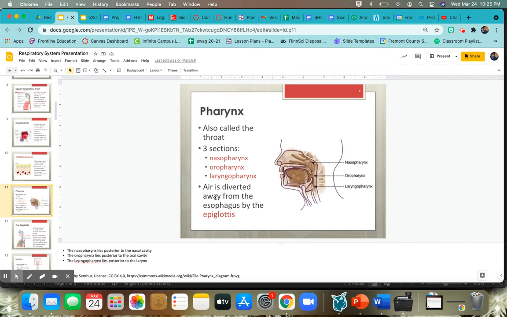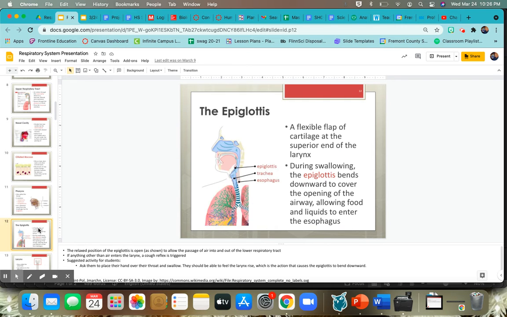Okay. Air gets diverted away from the esophagus. So if you remember, you have your esophagus. When you eat food, your food comes through here, and then right here you can either push food down through your esophagus, or you can push air down through your larynx. And how do you stop air from getting into the esophagus? Well, there is a little structure called the epiglottis that stops air from flowing through your esophagus and instead directs it through your larynx.